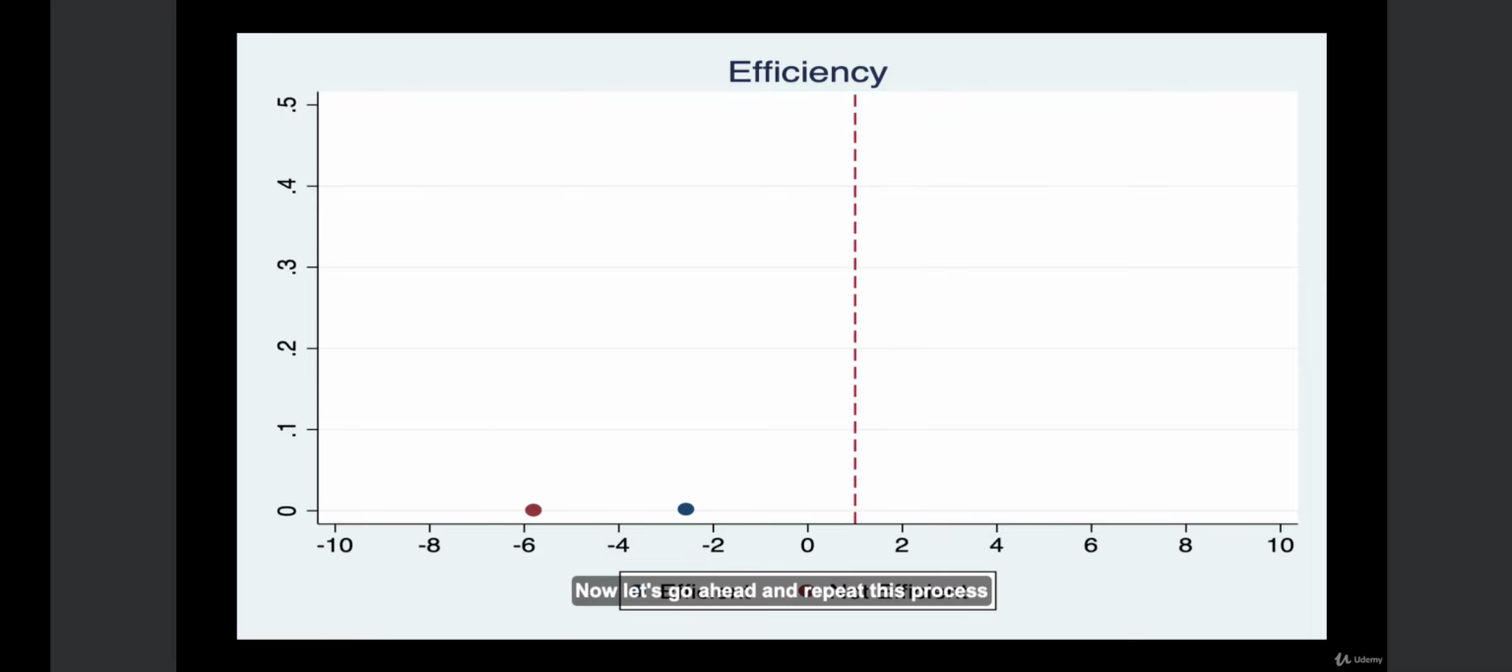Now let's go ahead and repeat this process. The second time, our estimates are closer. The inefficient estimator predicts a value of around -1 and the efficient estimator of around 0.